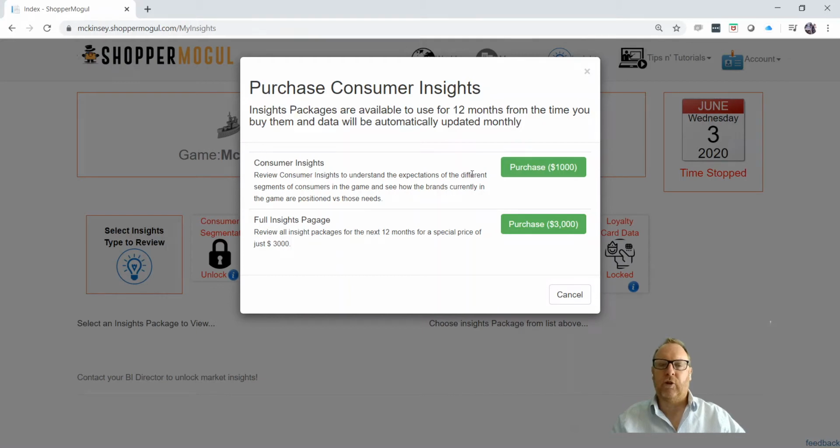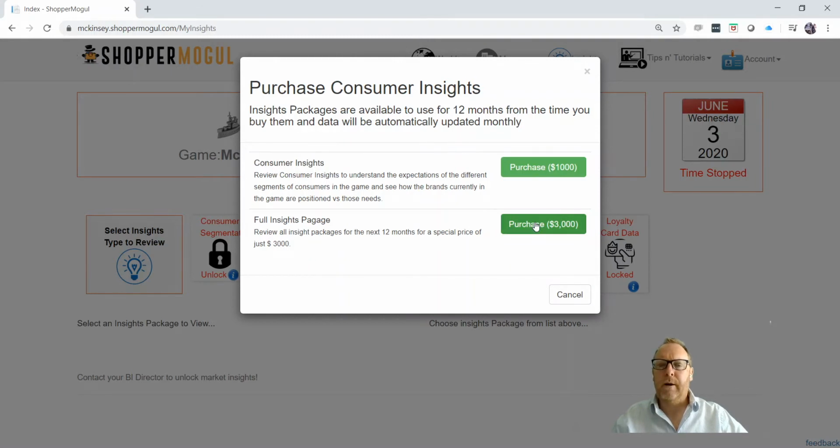You can unlock them by clicking on them and choosing to purchase them. You can either buy them one at a time, or you can buy a full insights package that unlocks all of the insights. When you buy insights in Shopper Mogul, you're not buying static information. You're buying access to what you could imagine as a range of syndicated insights packages. You're purchasing access to them for the next 12 months of game time. During that time, all the insights in this game get updated on a monthly basis, so you're getting 12 months worth of insights in addition to the initial insights.